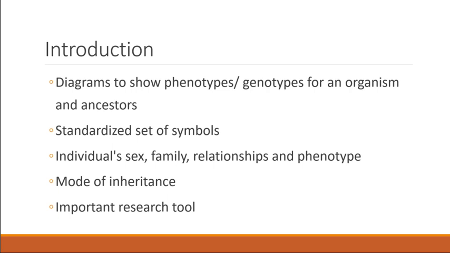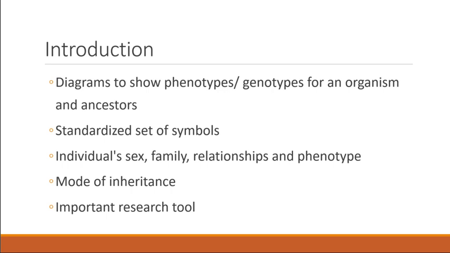Now, geneticists use a standardized set of symbols to represent an individual's sex, their family relationships, and the phenotypic characteristics. For instance, in the pedigree, squares are generally the representation of males and circles are the representation of females. If some school of thought uses a different representation, they will label it in the reference section. But generally we use squares and circles for males and females respectively.